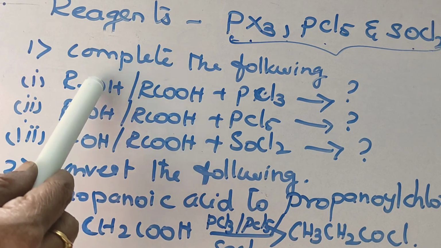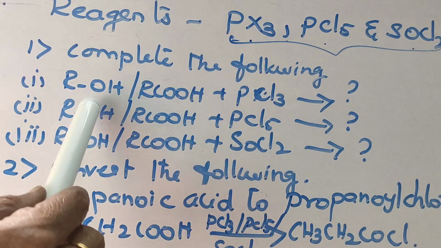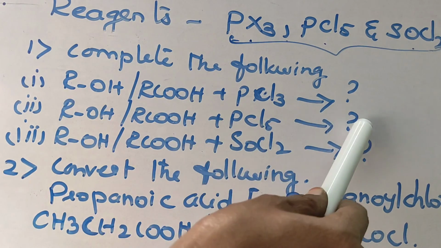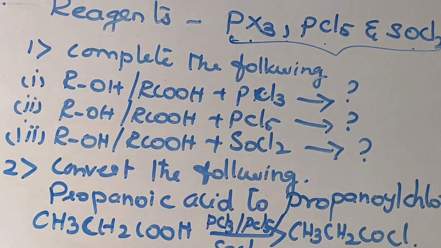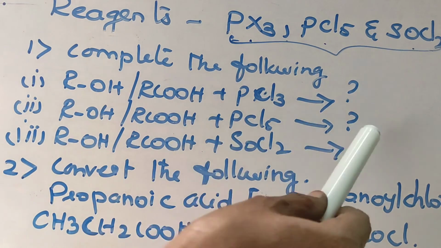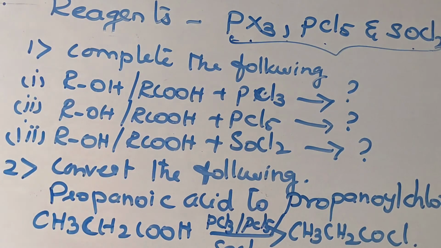Complete the following: alcohol, acid with PCl3, what are the products? Alcohol plus acid with PCl5, what is the product? Alcohol and acid with SOCl2, what are the products? A question mark may be given on this side also. By giving the products, they may ask for the reactant. Then the second type of question, convert the following. Alcohol to haloalkane, already we have seen in Lucas reagent.